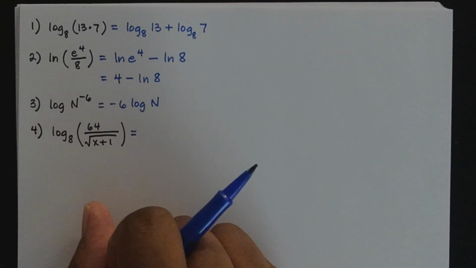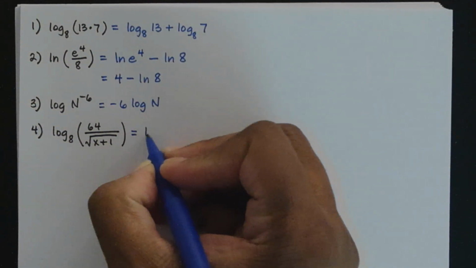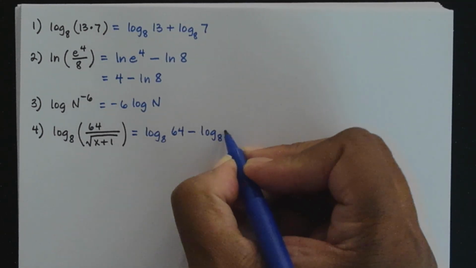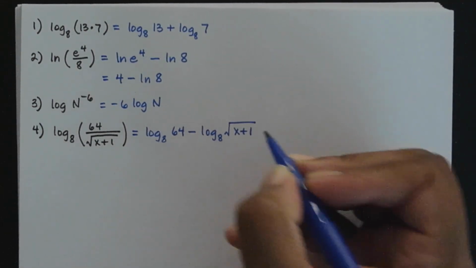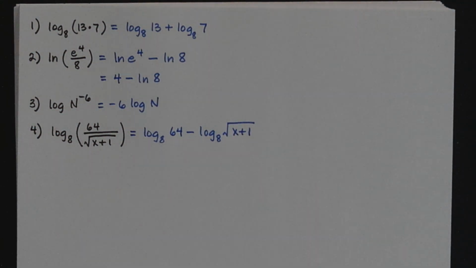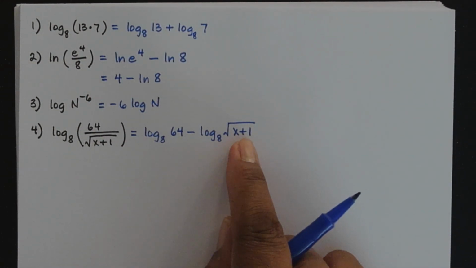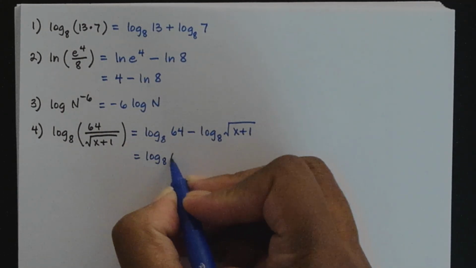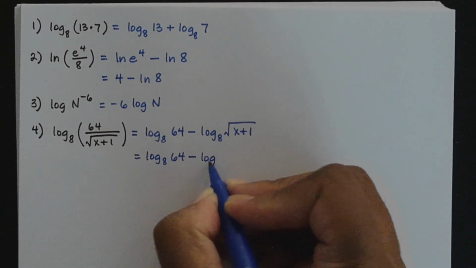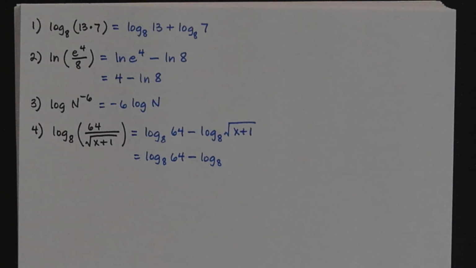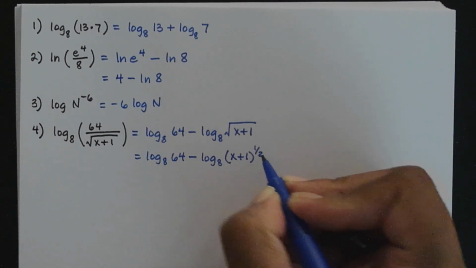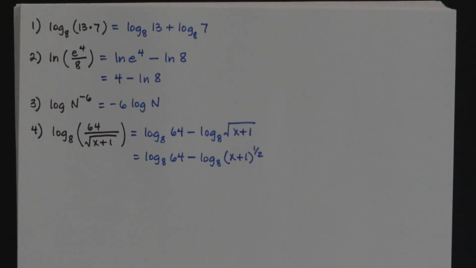I can write that as the difference of the individual logarithms. So here I'm going to have log to the base 8 of the numerator, which is 64, minus log to the base 8 of the denominator, the square root of x plus 1. Now what I'm going to do here is rewrite the square root of x plus 1 in its equivalent exponential form. The square root of x plus 1 in its equivalent exponential form will be what? To the 1/2. Because it's a square root, that means it's got to be to the 1/2 power.